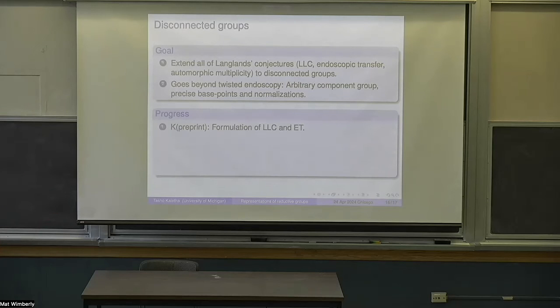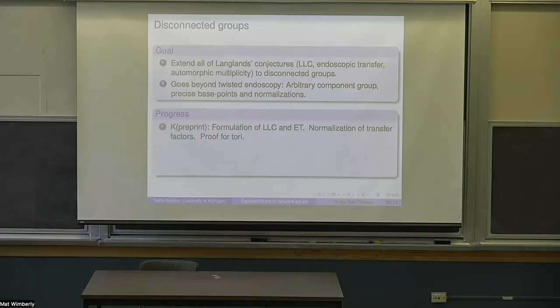First of all, I mentioned the preprint that I already have where the local Langlands conjecture and endoscopic transfer is formulated, and normalizations are done. And also there is a proof of these conjectures for tori. Now, tori may seem a little underwhelming, but these are disconnected tori, so they can be non-abelian, they have higher dimensional representations. And so something subtle is going on. You need to match certain extension classes between the automorphic and the Galois side.